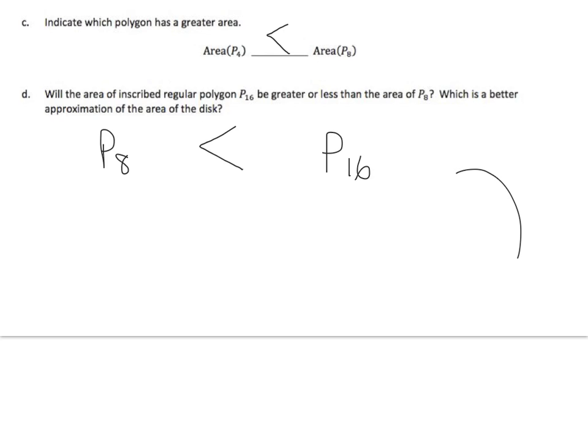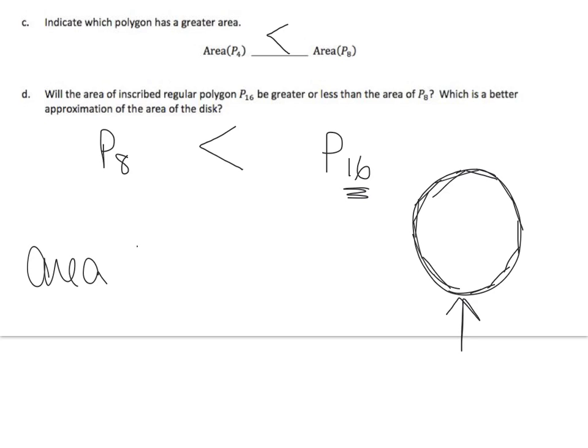That's where our circle, we're going to get closer and closer to the actual area of the circle. These are all supposed to be awesome straight lines. Okay, the more and more sides we get, the closer we are to getting the actual area of the circle. So the area of a polygon with 16 sides is a better approximation.